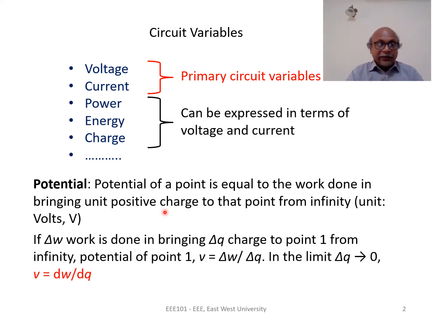So mathematically, if we do del W work to bring plus del Q charge to point 1 from infinity, the potential of point 1 will be V, which is equal to del W over del Q. In the limit, when del Q is infinitesimally small, the division becomes a derivative and V is dW/dQ. Here, remember that W is work done and Q is charge.